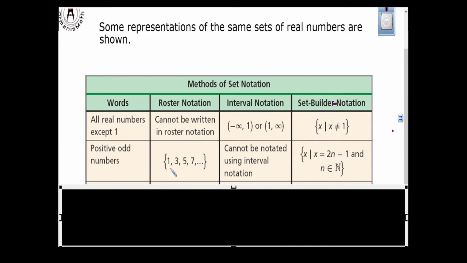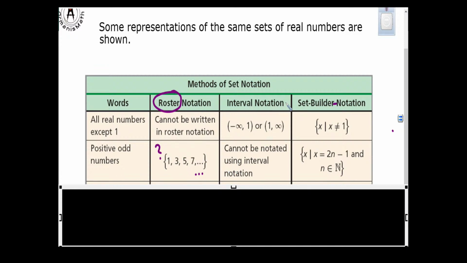So if I want to say positive odd numbers, it's going to be 1, 3, 5, 7, and then I'm not going to keep counting until infinity. So I'm going to use dot, dot, dot. It's kind of a workaround. Not really recommended because you're saying roster. Roster means you need to include everything. So again, kind of shaky. Probably not for this case.